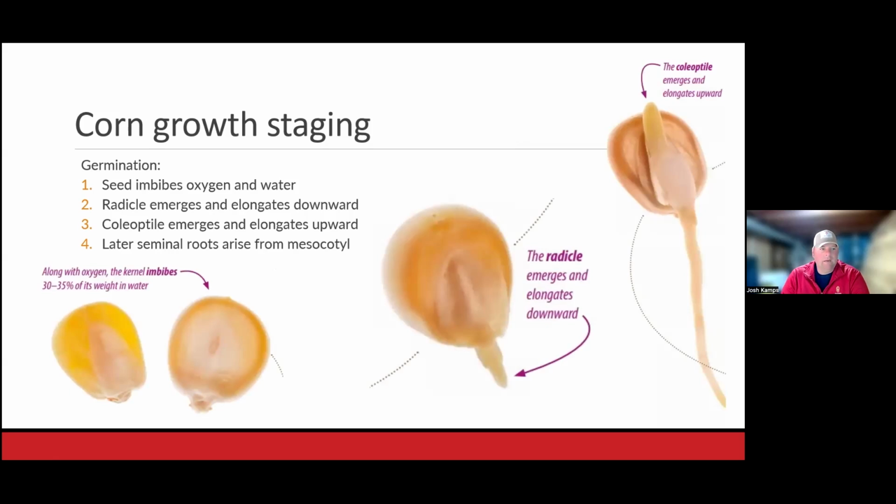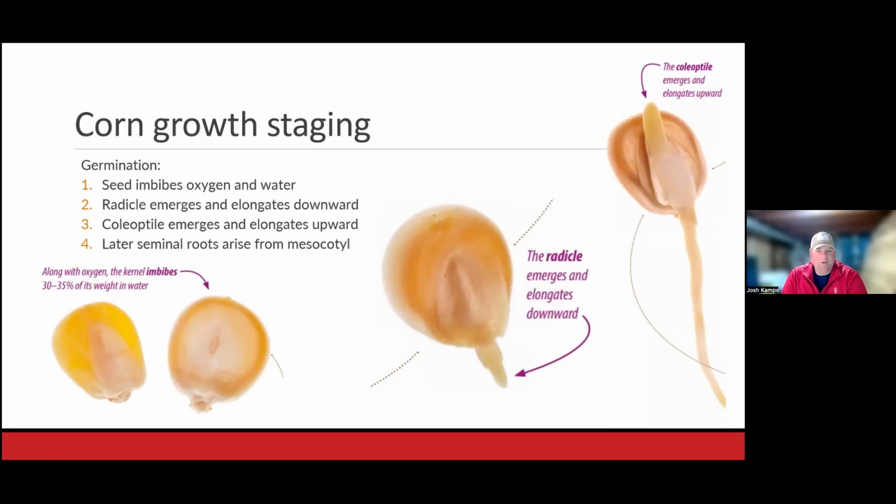Okay, so the beginning growth stage is germination. I thought it was important to include this. Some of our crops are still in this stage, right? The ones that haven't emerged yet. So we're going to start with corn. Think about germination, that first step where the seed imbibes oxygen and water. That radicle emerges and moves downward. The coleoptile emerges and moves upward, and then later those lateral roots will start to grow away from the mesocotyl.